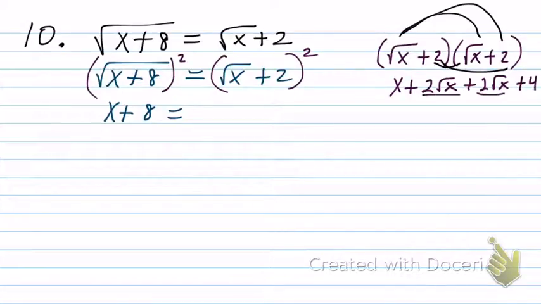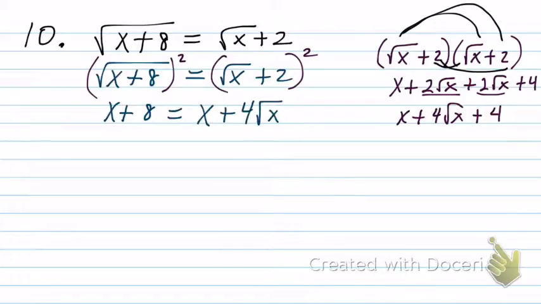So notice we got some like terms here. Let's combine those together. If you have 2 square roots of x and another 2 square roots of x, that makes 4 square roots of x. So let's go ahead and put this in now into our equation. And so notice we still have a radical. So in this situation, you end up having to square both sides twice. But before we do that, we've got a lot of work to get that radical by itself.